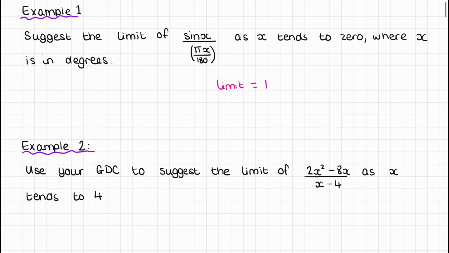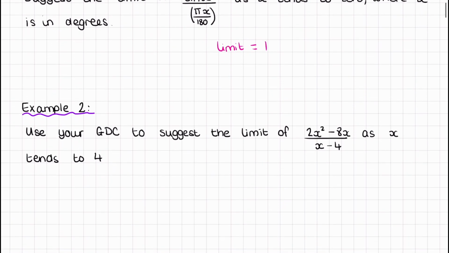Now example 2, use your calculator or your GDC to suggest the limit of 2x squared minus 8x divided by x minus 4 as x tends towards 4. So once again, you do this yourself, go to your calculator, look at the graph and also look at the table and see if you can figure it out. If you did, you should have got the limit equal to 8. And that is limits.